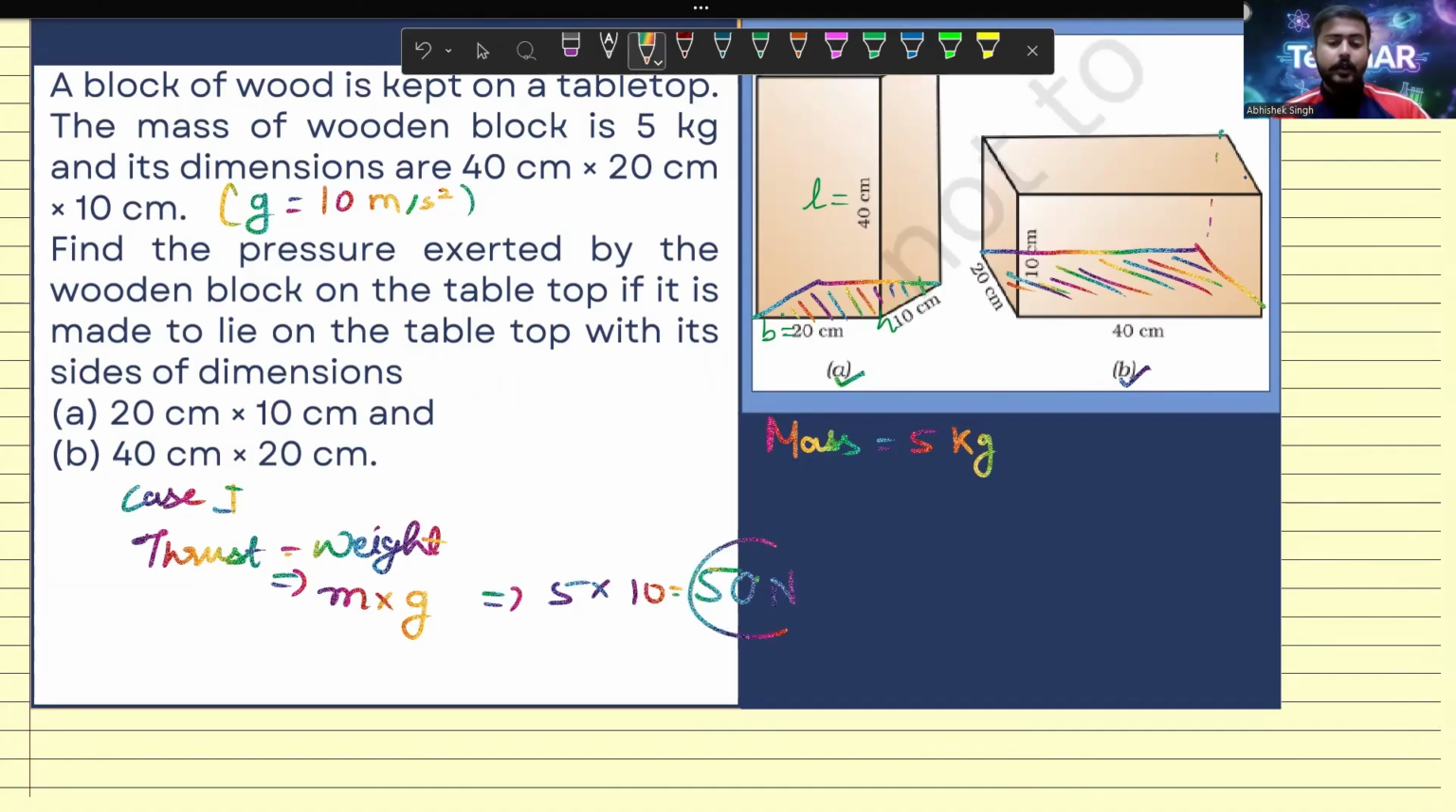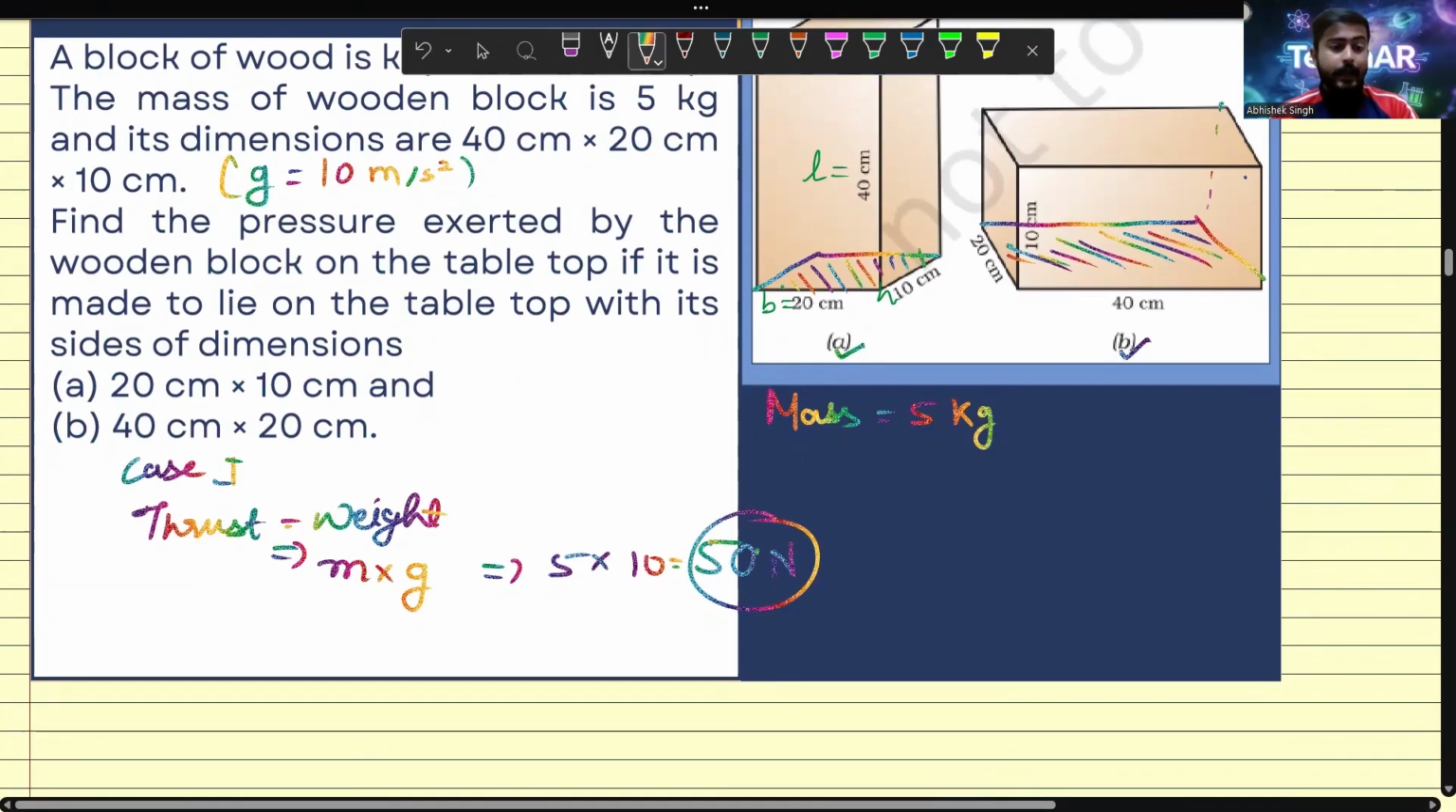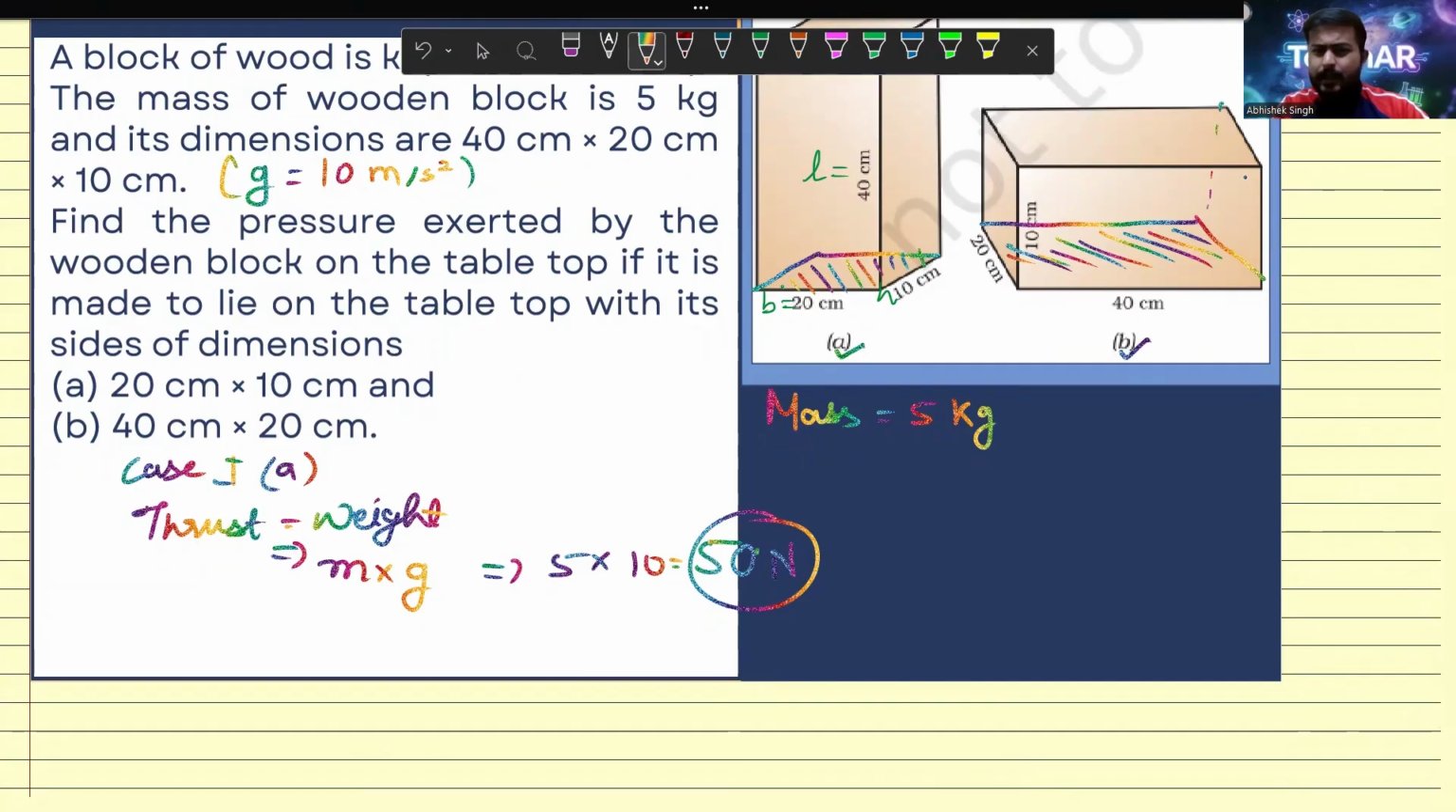Okay. Next, if we talk about the area in case 1, in case A. What is the area? I think the base looks like a rectangle, with the dimension 20 and 10. So what is the area of base? Area of contact actually. Area of contact is just take it as a rectangle and do the calculation of area.